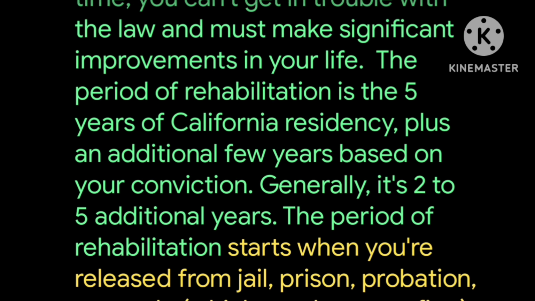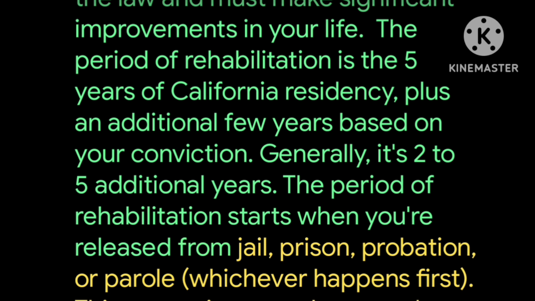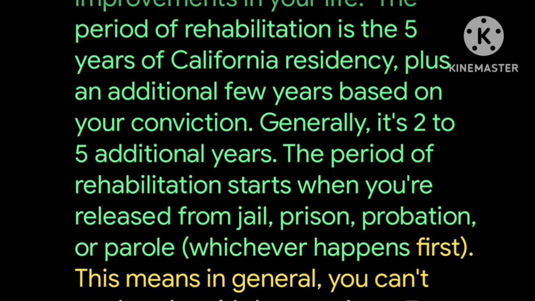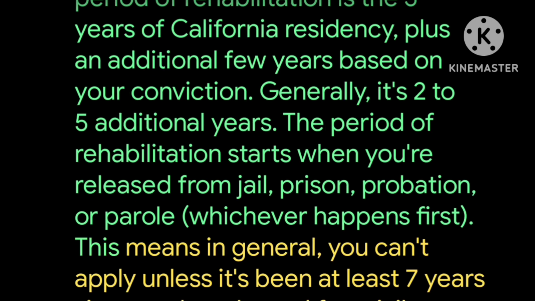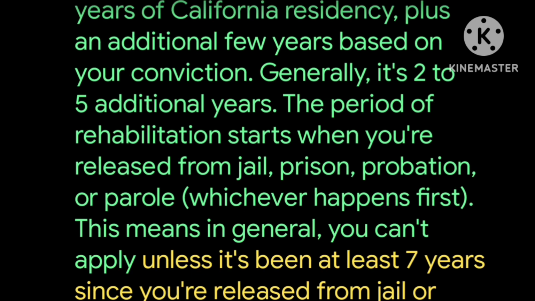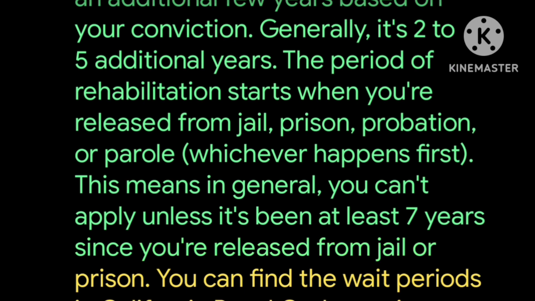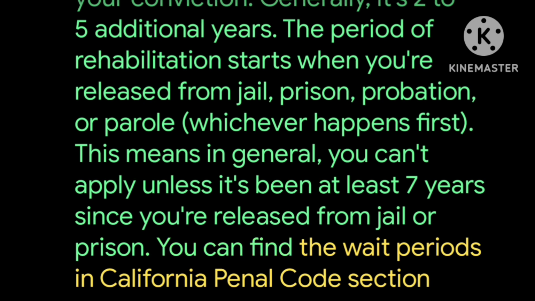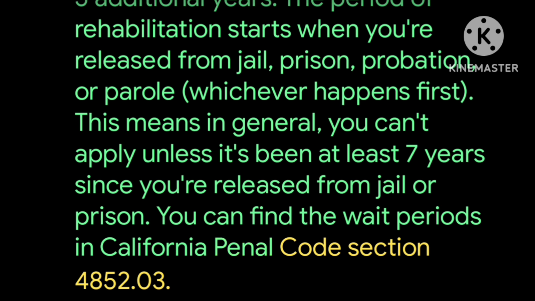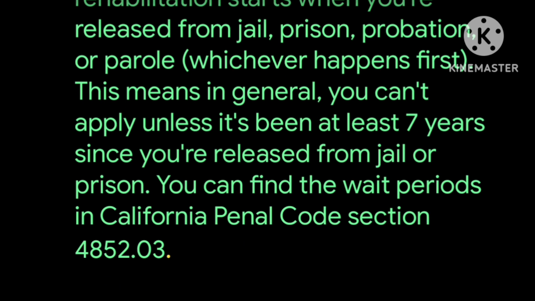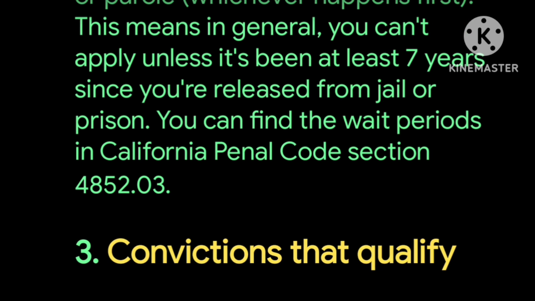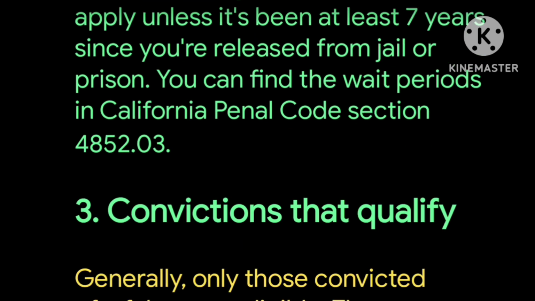The period of rehabilitation starts when you're released from jail, prison, probation, or parole, whichever happens first. This means in general, you can't apply unless it's been at least 7 years since you're released from jail or prison. You can find the wait periods in California Penal Code Section 4852.03. 3. Convictions that qualify.